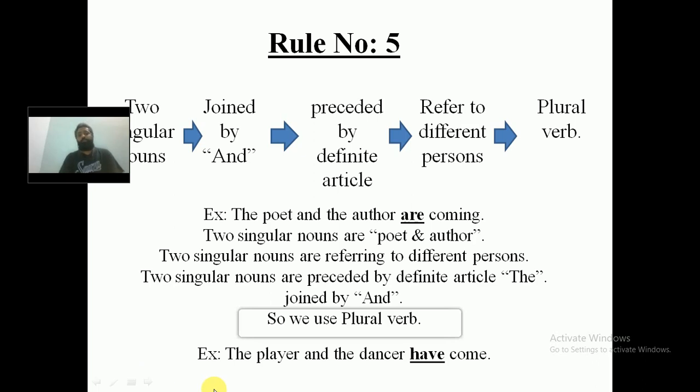Give one more example. The player and the dancer have come. So two singular nouns preceded by the definite article the, joined by the word and. So we are using the plural verb because these two nouns are referring to different persons.